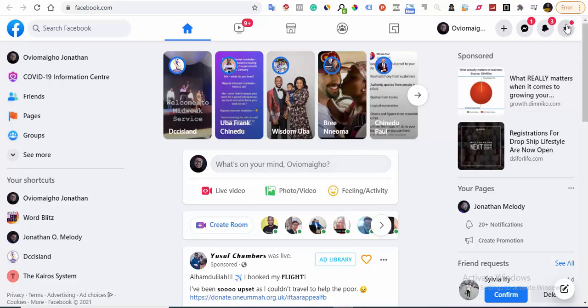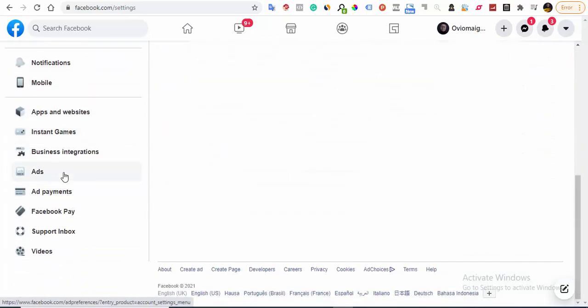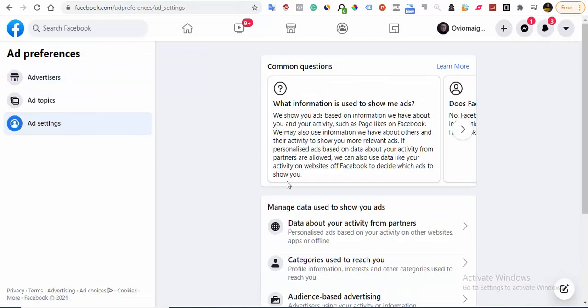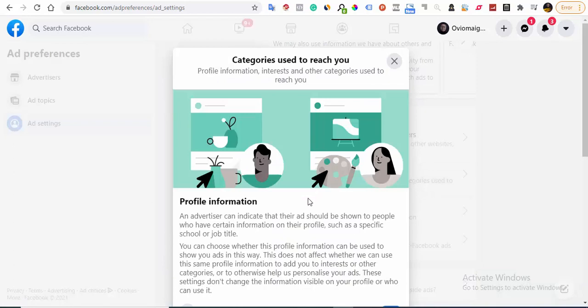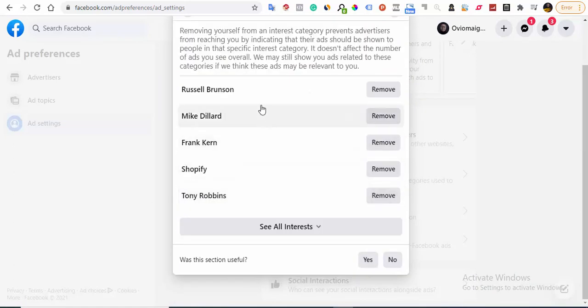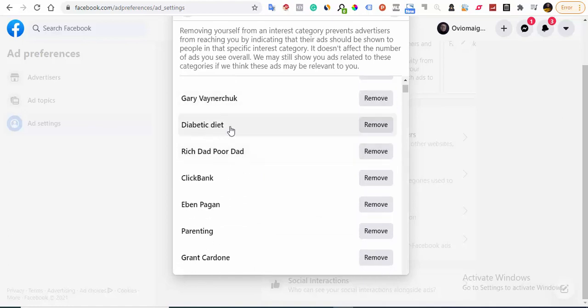For you to know the interests on which Facebook actually shows ads to you, just go to your settings. If you go over to settings and privacy, go to settings, and you should be able to see ads. So you go to ads and go to ad settings. Right here, you're going to see categories that Facebook is using to reach you. Okay, interest category. So you see all of these, right? If I see all, you're going to see things like diabetic diet.